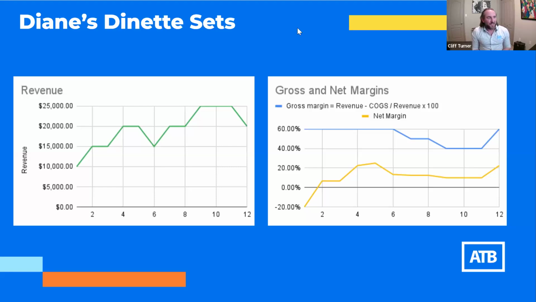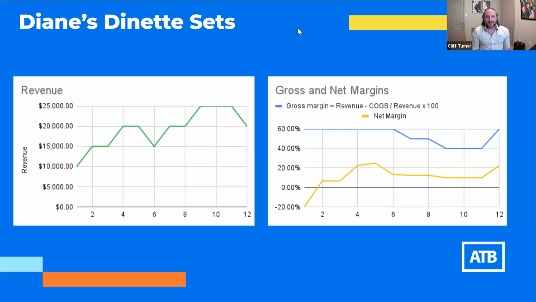And this is Diane's example. So as you can see with both of those charts along the bottom, we've got the months. So we've got a whole year laid out for Diane here. And then up the sides, we've got the dollar amounts and the percentage amounts. On the revenue side, it's quite simple because, like I said before, we probably already know these numbers in our head, but this charts it out for us really nice.